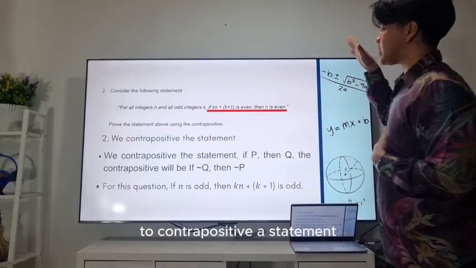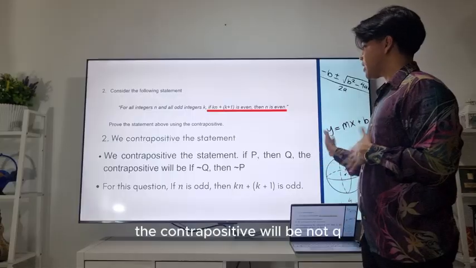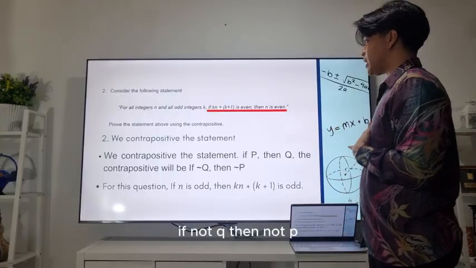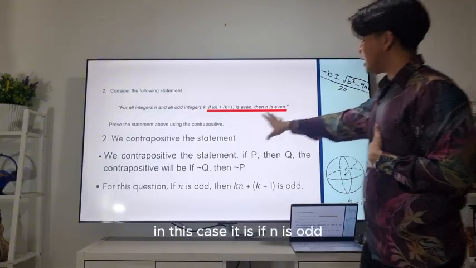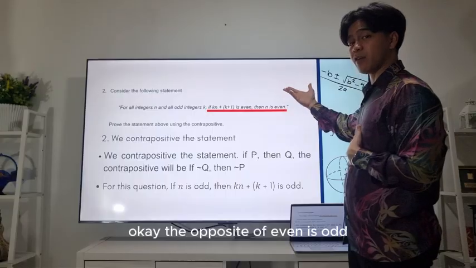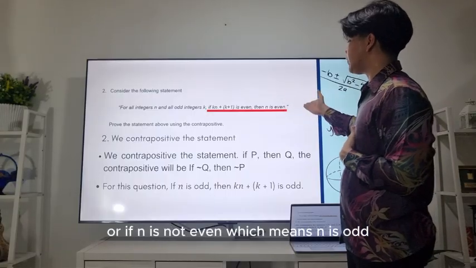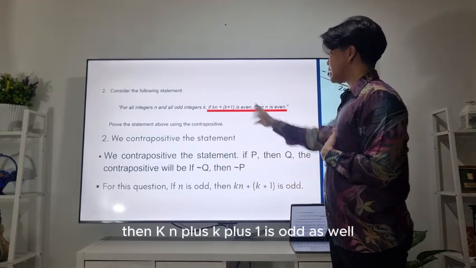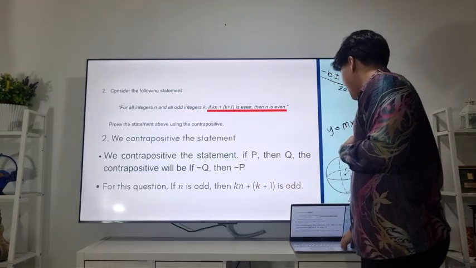To contrapositive a statement, if P then Q, the contrapositive will be if not Q then not P. In this case, it is: if n is not even, which means n is odd, then kn plus k plus 1 is odd as well.